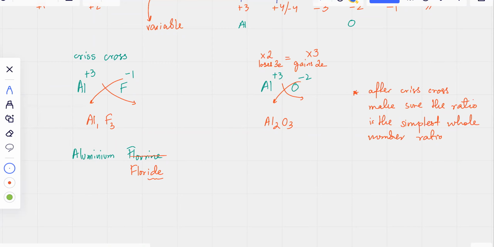The similar thing would happen over here as well. This is an aluminium with an oxygen ion.